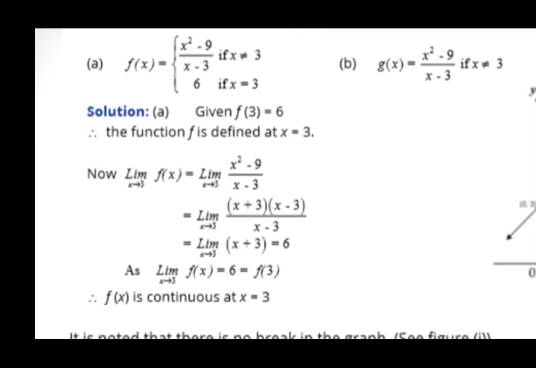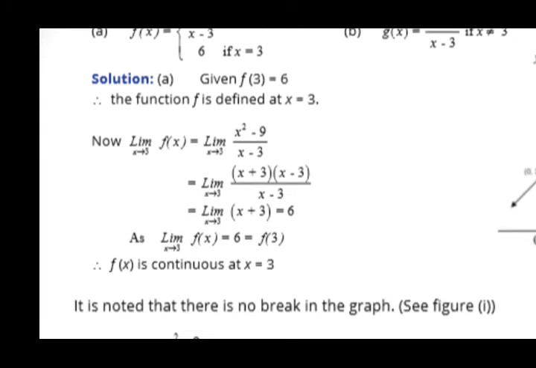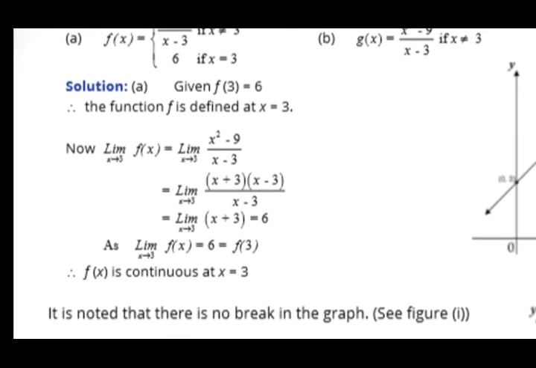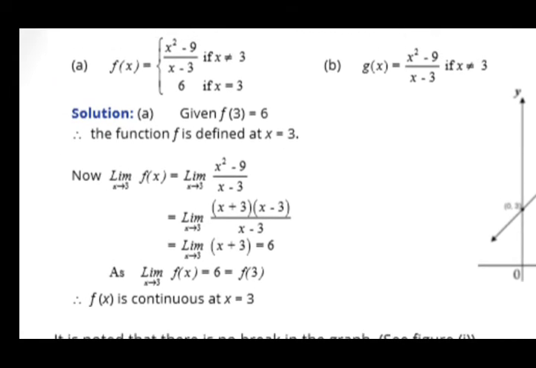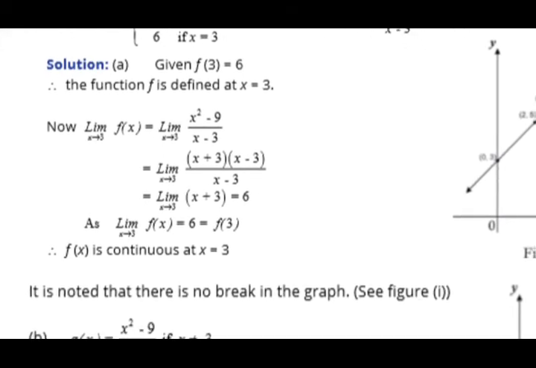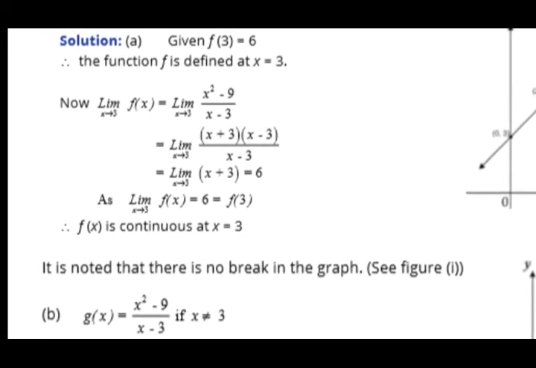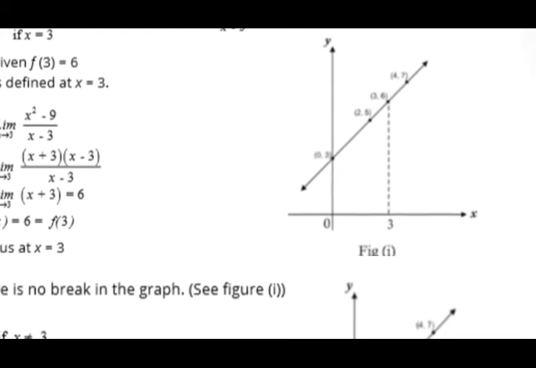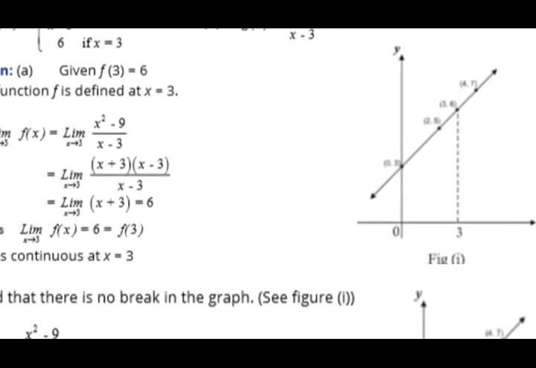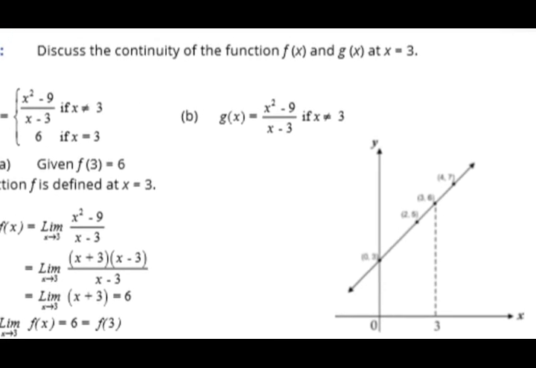Now given f of 3 is equal to 6, the function is defined at x equal to 3. Next is the left hand limit. For x not equal to 3, we consider both left and right. We simplify the function, put the value, so it also gives 6. Therefore the function is continuous and its graph is this, because when we simplify it, it is linear, therefore its graph is a straight line.